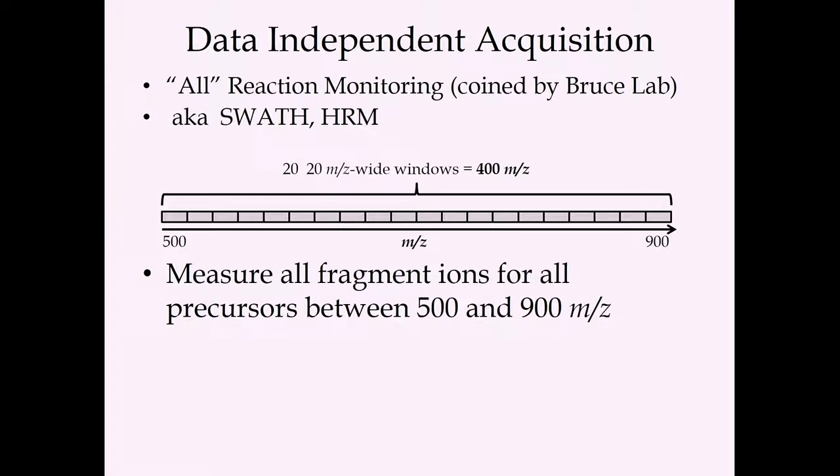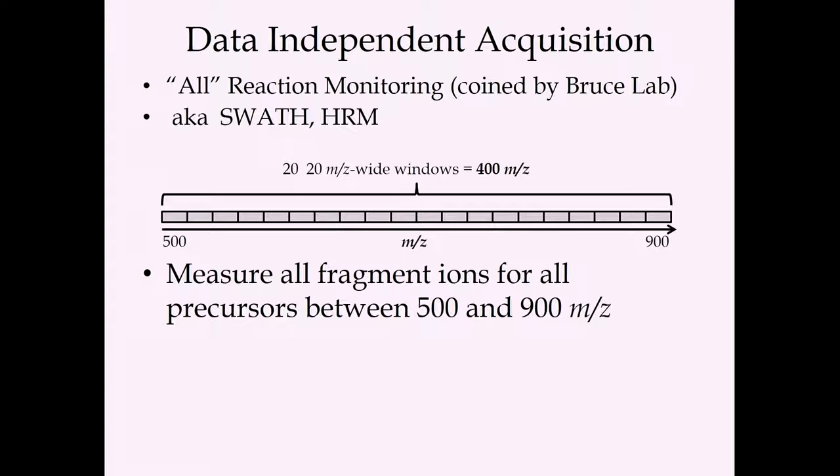So I'll get to a little bit of how we came about this before, but the simplest method that we would run on an Orbitrap type instrument is a 20 by 20 mass-to-charge wide window experiment. This covers in general about 400 mass-to-charge, and we then measure this from 500 to 900. So we're basically measuring all fragments for all precursors between 500 and 900. And I'll get into a little bit more why we have selected this region.